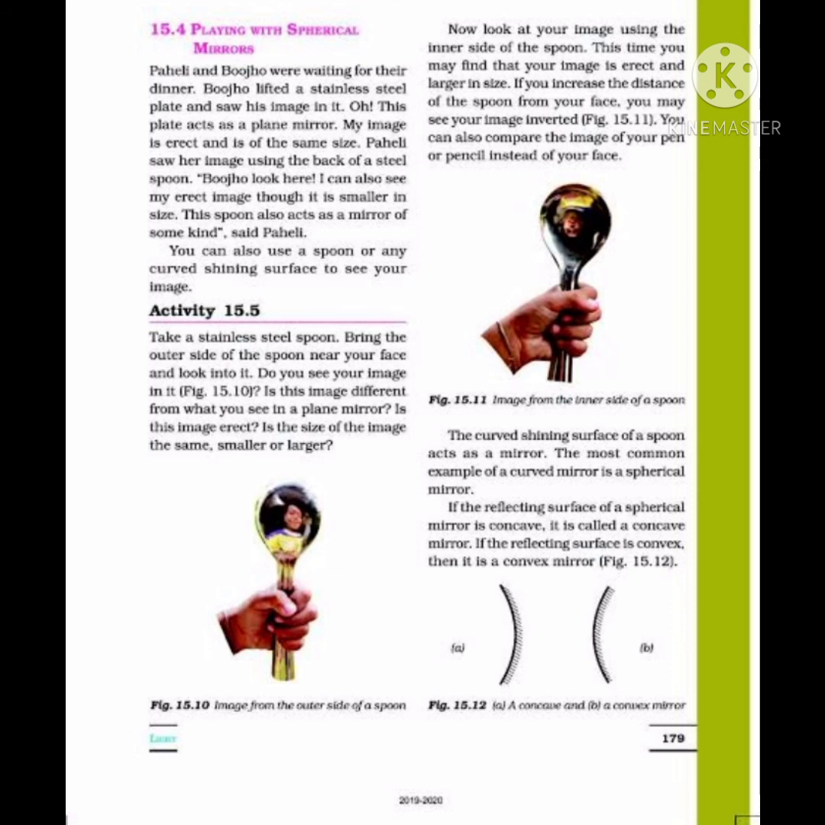So next class we will study the peculiarities of the image formed by a concave mirror and a convex mirror.